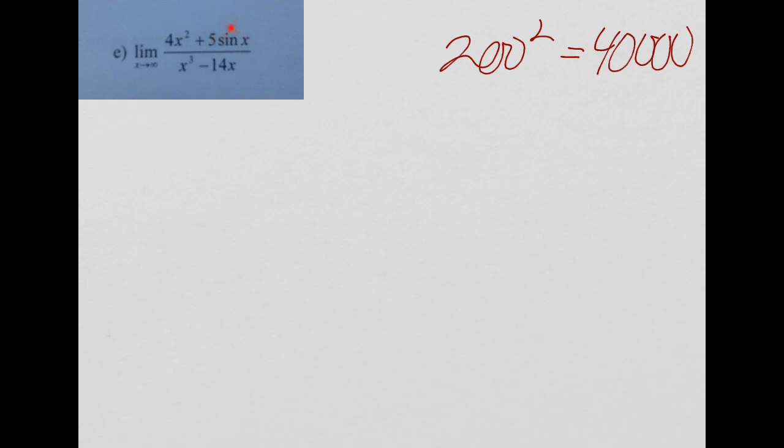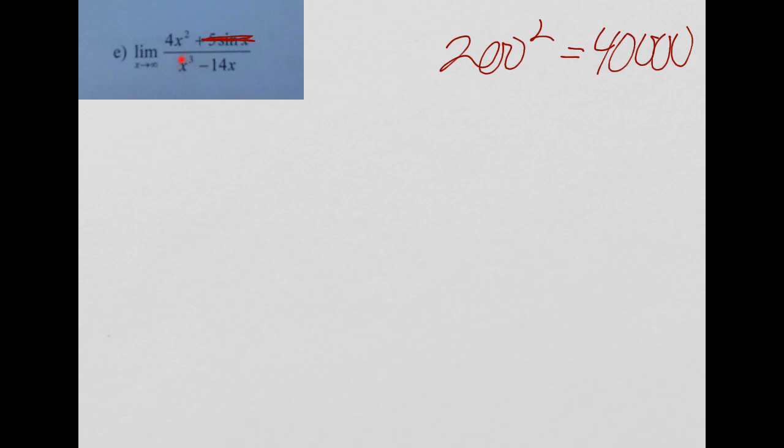this thing doesn't matter. Maybe I get a little bit more than 40,000? Maybe I get a little bit less than 40,000, but it's still essentially 40,000. So this thing really doesn't matter at all when I'm looking at the limit. Same thing goes for the 14x.